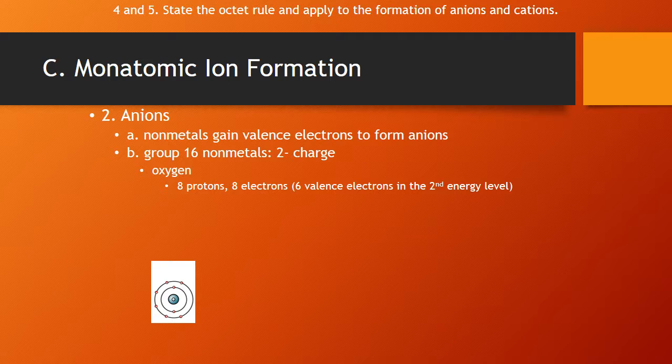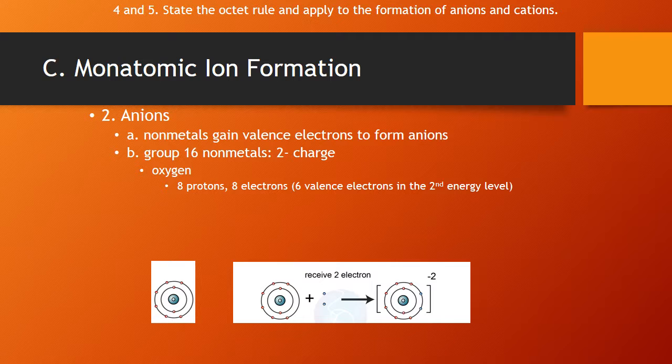You can see it looks very much like fluorine, except it has just 6 electrons in its outermost level as opposed to 7. And like fluorine, it's going to tend to gain electrons to fill its octet. Now in oxygen's case, it's going to need to gain 2 electrons because it only has 6 electrons in its outermost level to start with.